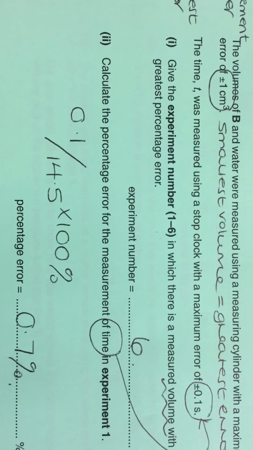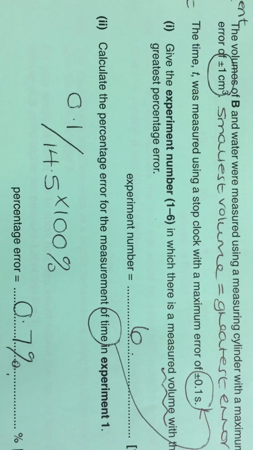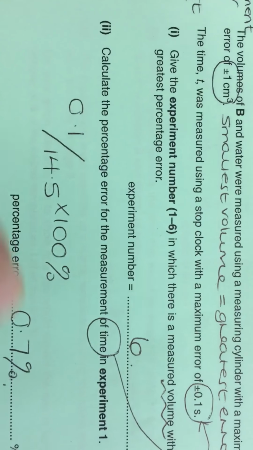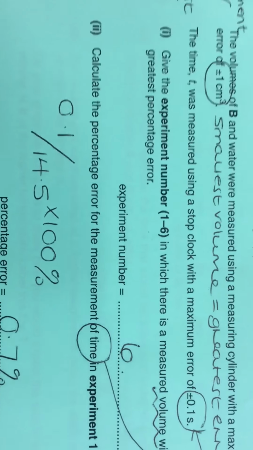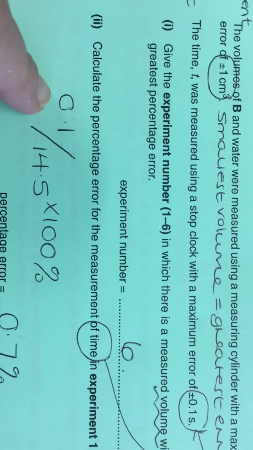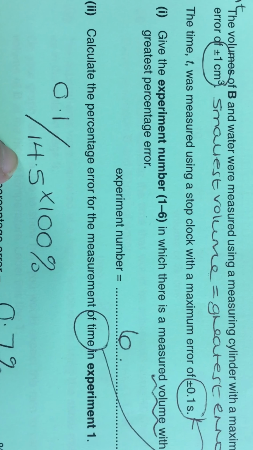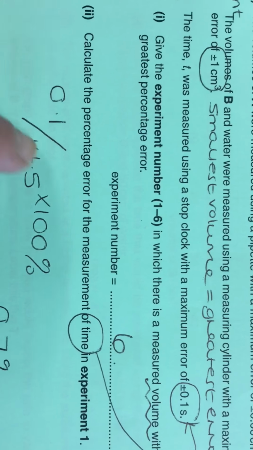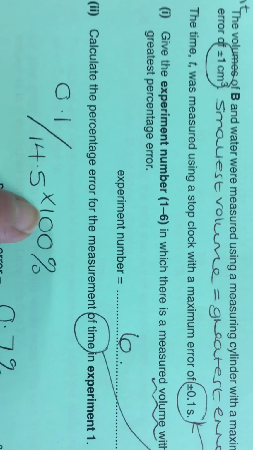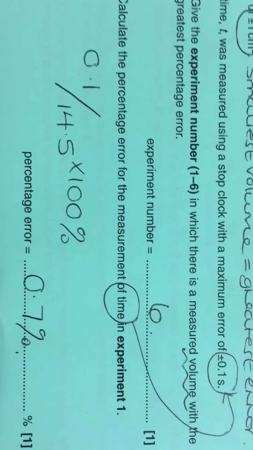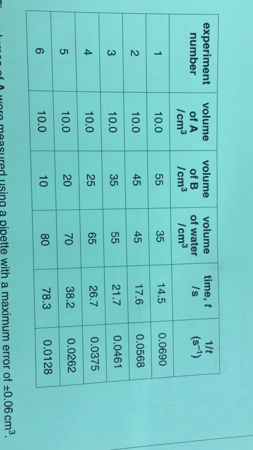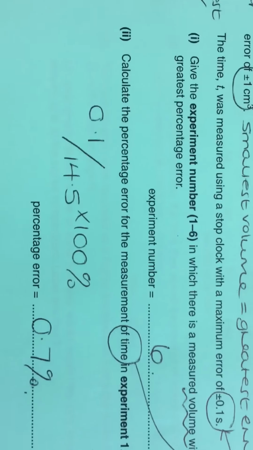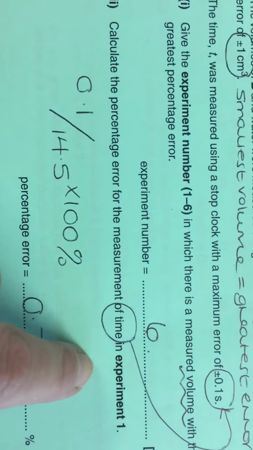The next thing it's asking us is to calculate the percentage error for the measurement of time. If we look, we can see that time has got a maximum error of 0.1 seconds. So again, we use what is our error, 0.1, divided by the measurement, 14.5, and multiply by 100 to get our percentage error. Now 14.5 simply comes from the table. You can see there experiment number 1 takes 14.5 seconds, and we know that that's the number we're using because it states here in experiment number 1.